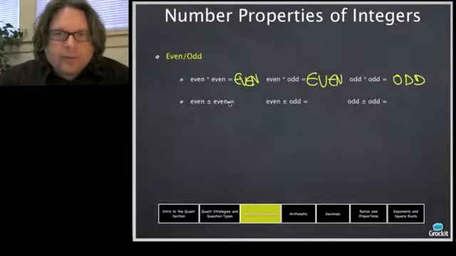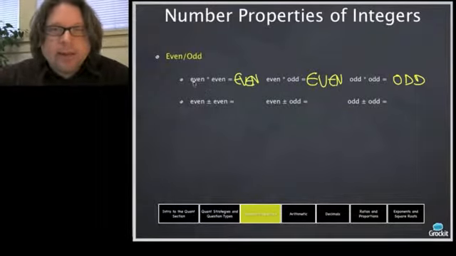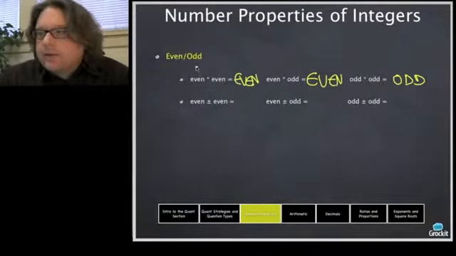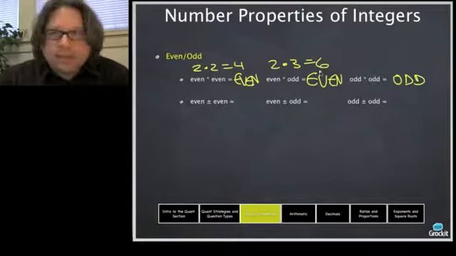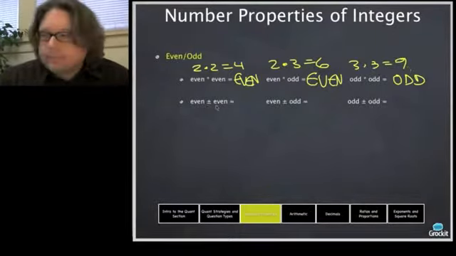If ever you're not sure about these rules, you can just pick numbers like 2 and 3 and test them out. So even times even would be 2 times 2 equals 4. Yeah, it stayed even. Even times odd, 2 times 3 equals 6, stays even. Whereas 3 times 3 equals 9, it stayed odd.